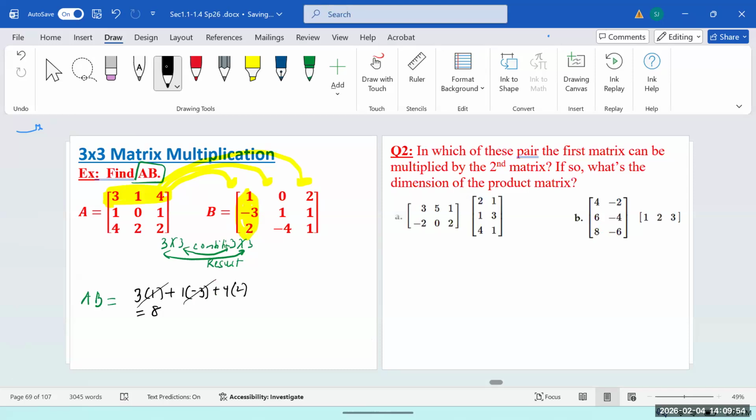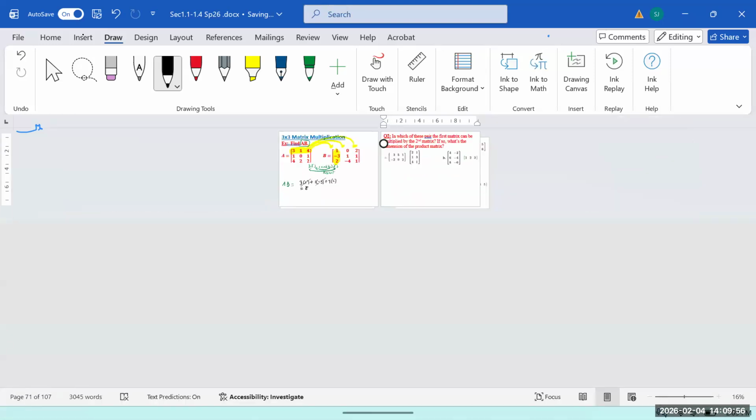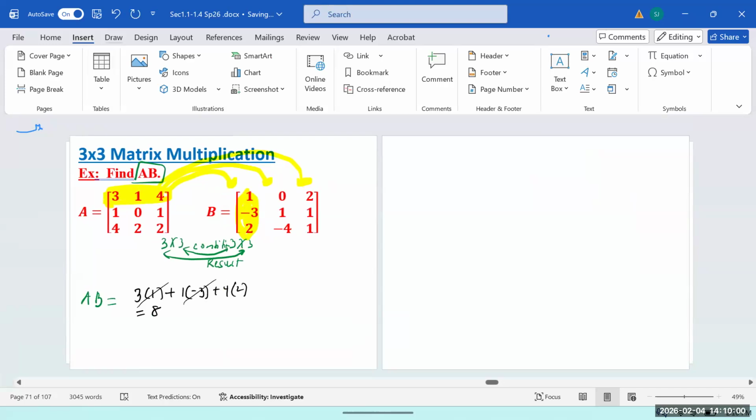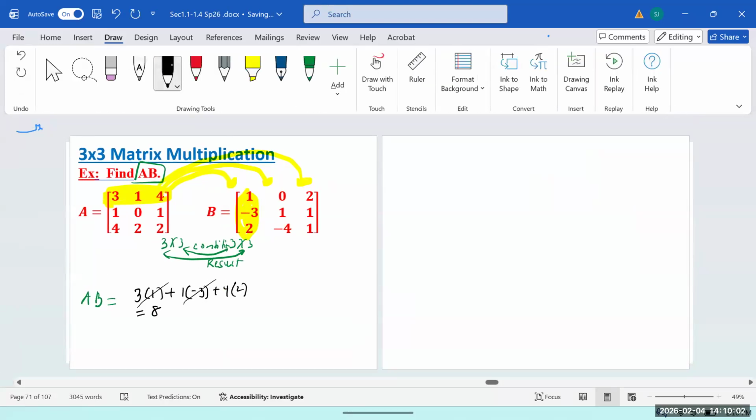Actually, I should do it on the right page because I don't have enough space. Insert one page. So we have 3 by 1 plus 1 by -3 plus 4 times 2. And our result is 8. Okay, then you're going to do the second column.